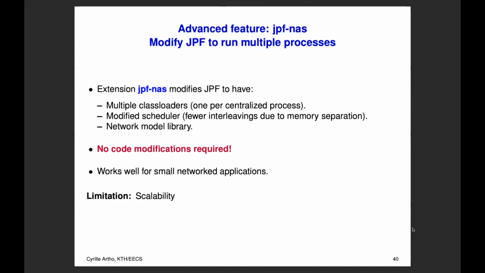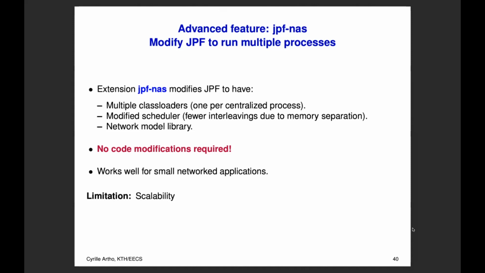There is another extension called jpf-nas, which is named by Nostran, who wrote this, but it also has some other acronym definition. So this modifies JPF so it can actually load multiple programs with multiple class loaders. By default, JPF can only handle one process with one main method. And it's not so easy to combine this to handle multiple processes. So there are different ways to do that. And the most efficient way that JPF supports is with jpf-nas.